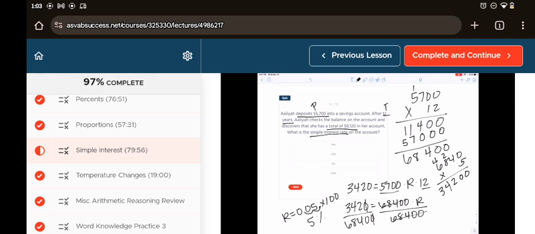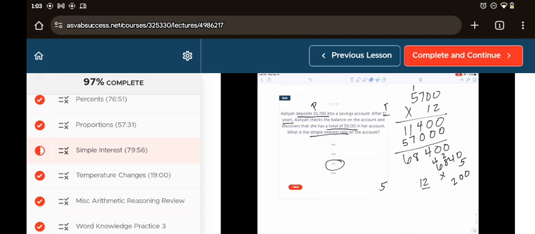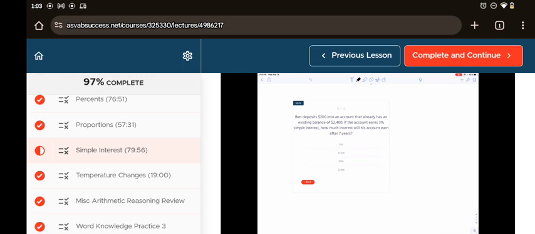Okay, so number 15, it says, Ben deposits $200 into an account that already has an existing balance of $2,400. If the account earns 3% simple interest, how much interest will his account earn after 7 years? So here, it gives us two numbers for the principal. The balance is $2,400, but he adds 200 to it. So we actually have to add these up to get our principal. So $2,600. That is our principal.